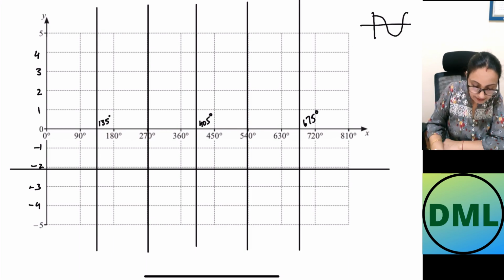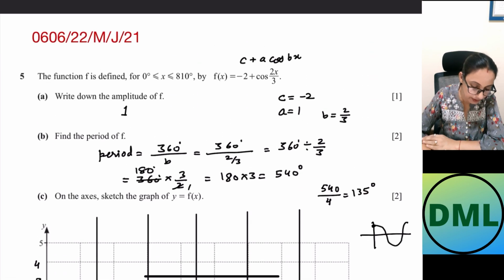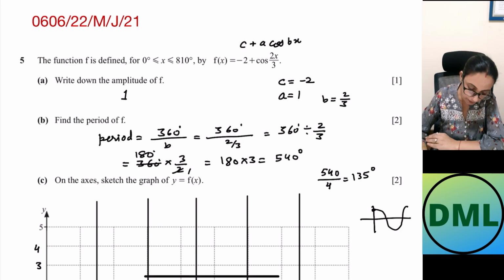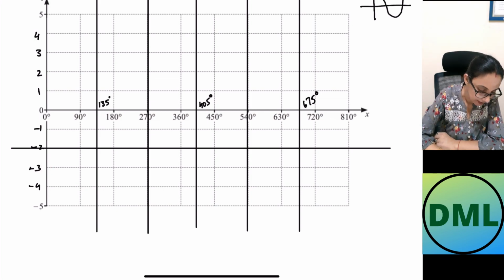This is my axis. The graph starts from the amplitude. What is our amplitude? Our amplitude is 1 here. That means it will go 1 unit above the axis and 1 unit below the axis. It will go from minus 1 to minus 3. Let's plot the value here. So it will touch at minus 1 first. Then at 135 degrees, it will touch the axis again. At 270 degrees, it will go down to minus 3. Then at 405 degrees, it will touch the axis again. At 540 degrees, it will touch at minus 1. Let's plot our graph.